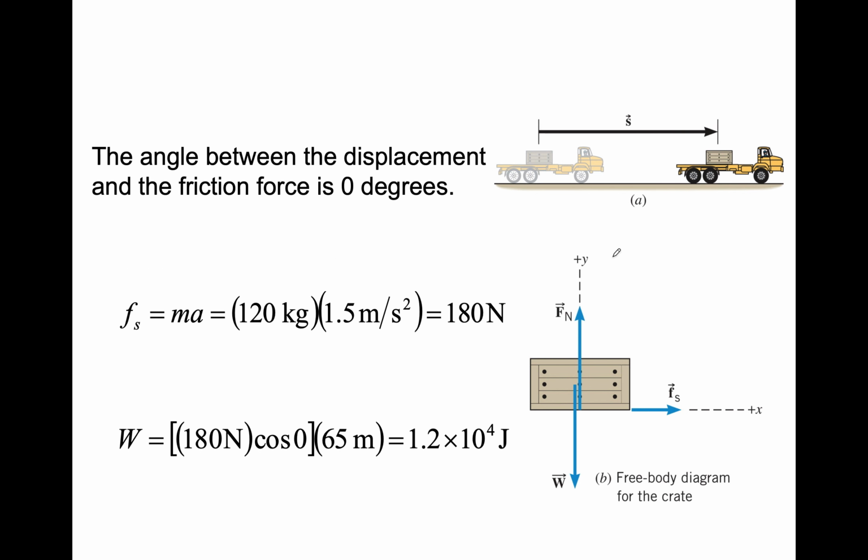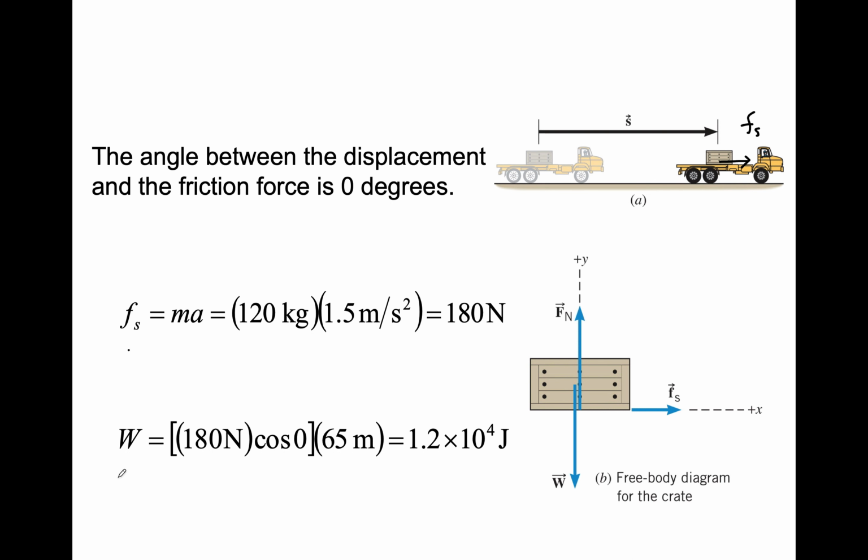Now we need to calculate the work done by friction. What's the direction of friction? Actually, friction is in this direction in this case. Static friction, and we know it's static friction because the crate doesn't slip on the truck. And we have already calculated that friction is the only force in the horizontal direction, so it should equal m times a. So that gives us 180 Newton.